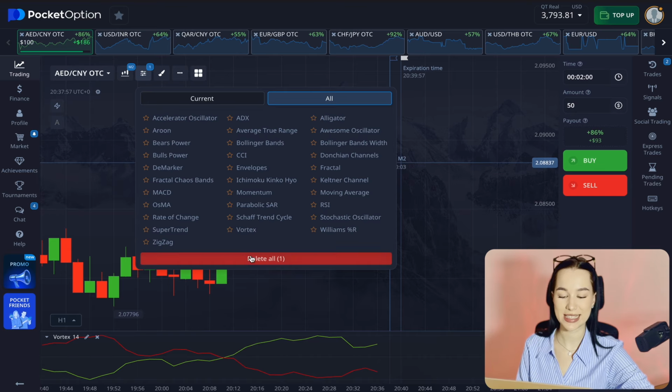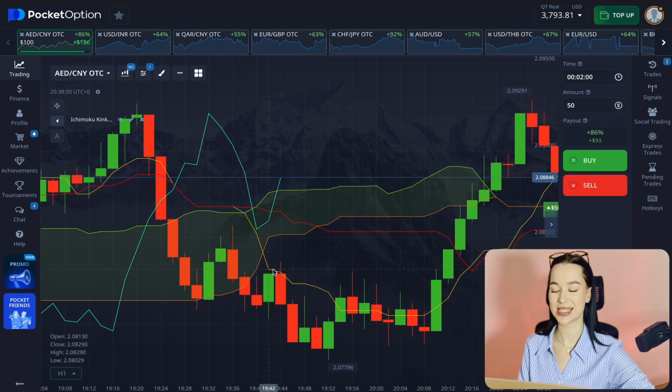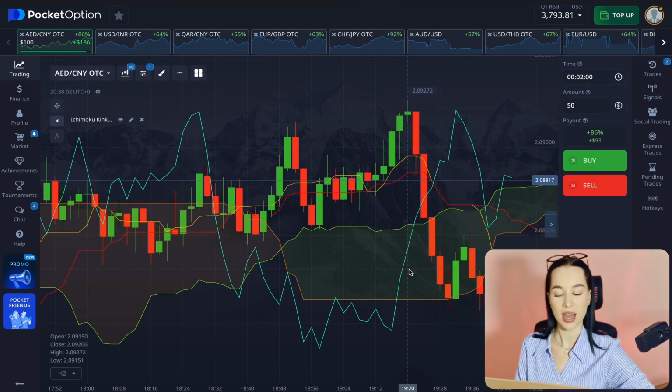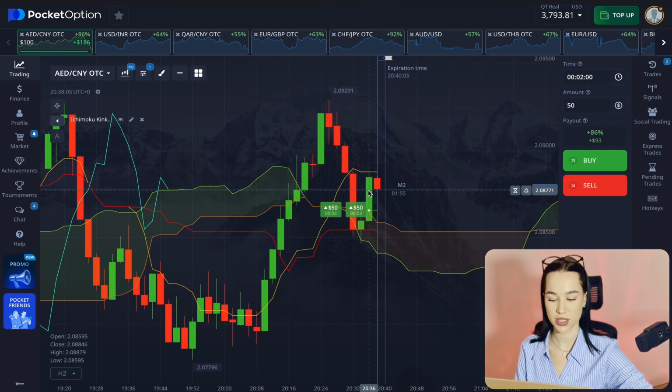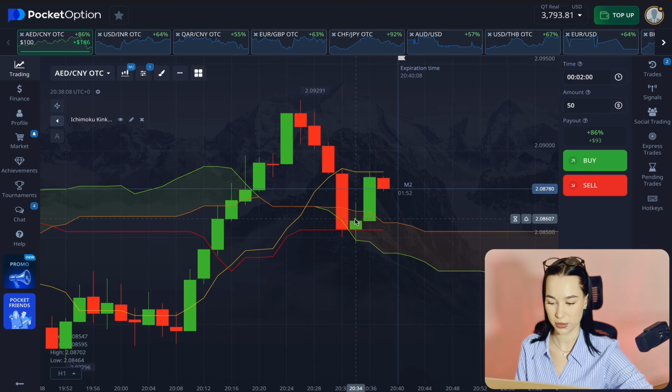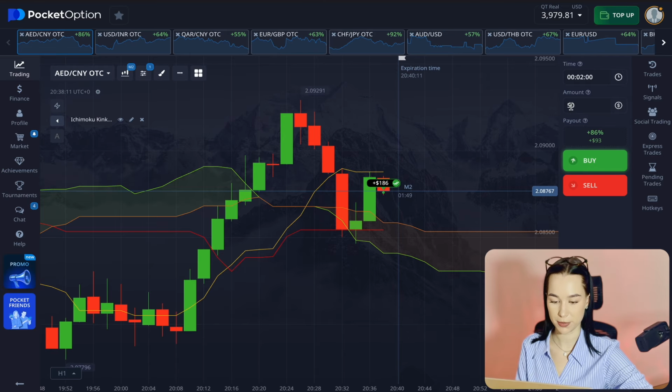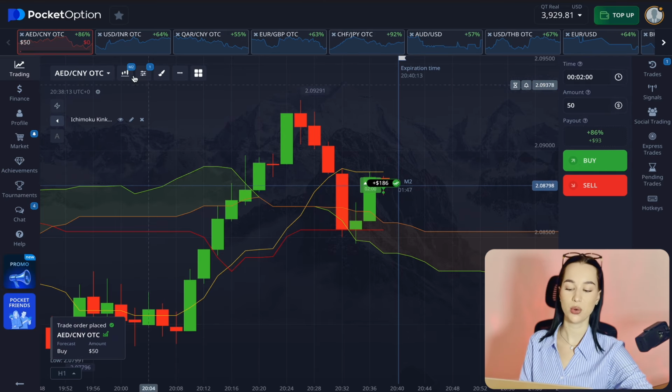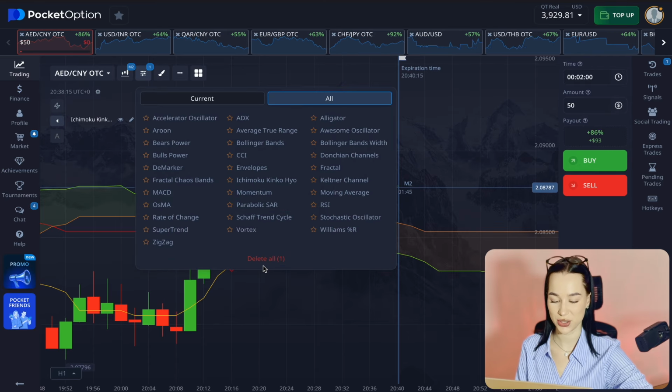The next one is Ichimoku. This is such a mess. I don't know guys, let me know in the comments if you use this kind of indicator. By the way, we closed the trade in plus. And we're going to open a buy trade again here. But Ichimoku is definitely not something that you need to use.